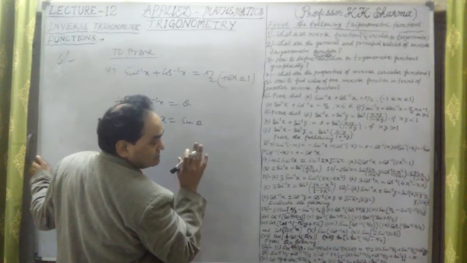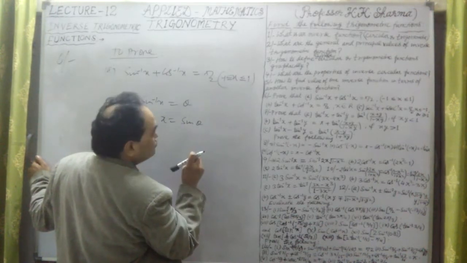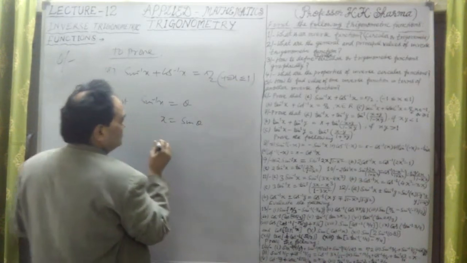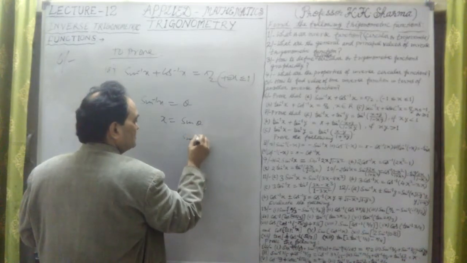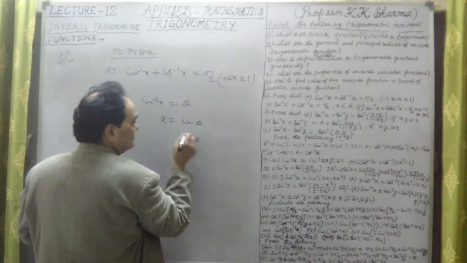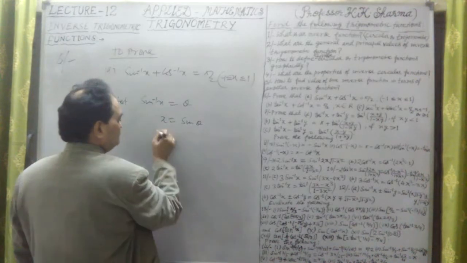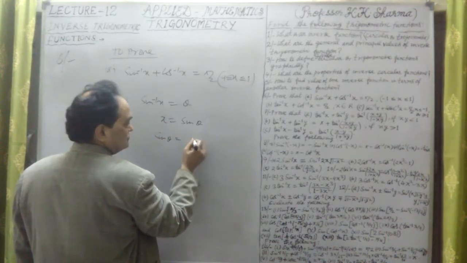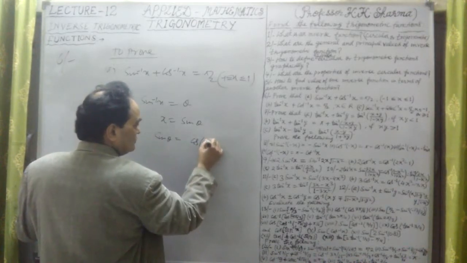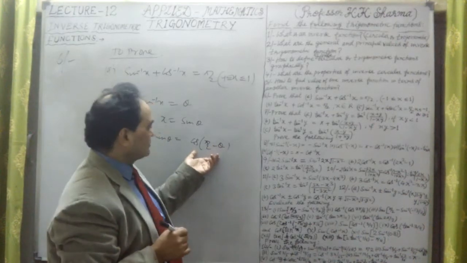Okay, now we know that theta is lying between minus pi by 2 and plus pi by 2, and sin theta, or x, is lying between minus 1 and plus 1, as we have been given. Now let me take sin theta equal to cos of pi by 2 minus theta. We can write sin theta equal to this.